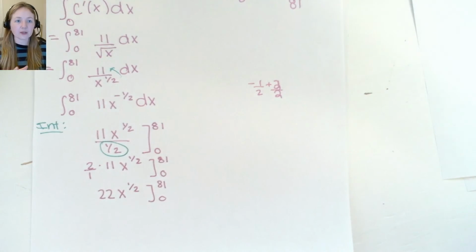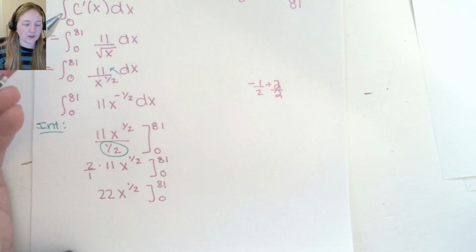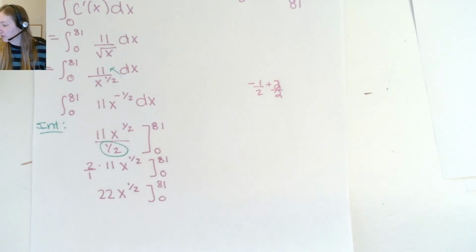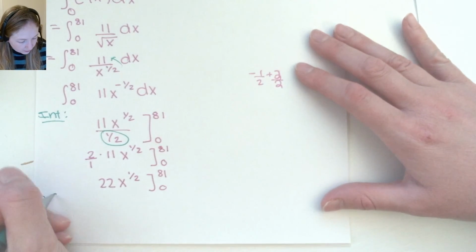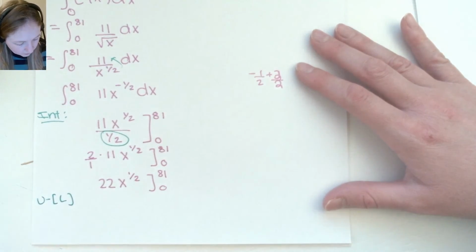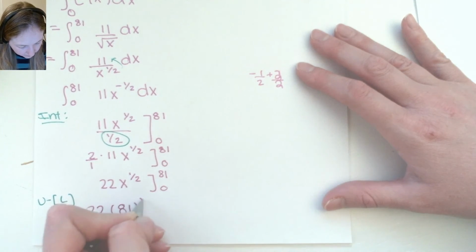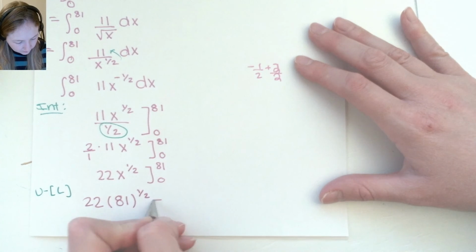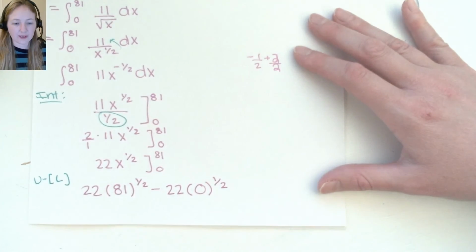Okay, so what we did here is we want to find the total cost, so we're going to integrate the derivative. Those will cancel out and just give us the cost. And then we're going to use those bounds from 0 to 81. Now, we need to plug in upper minus lower. So we'll have 22 times 81 raised to the 1/2 minus 22 times 0 raised to the 1/2.